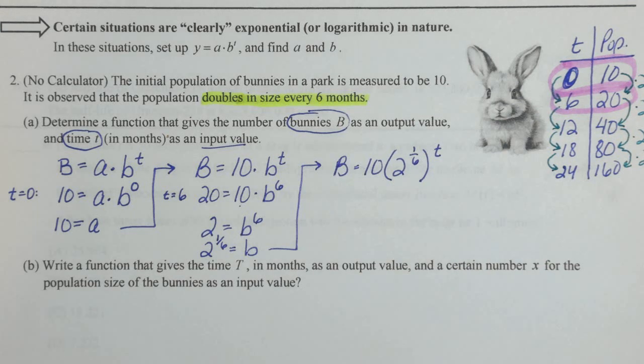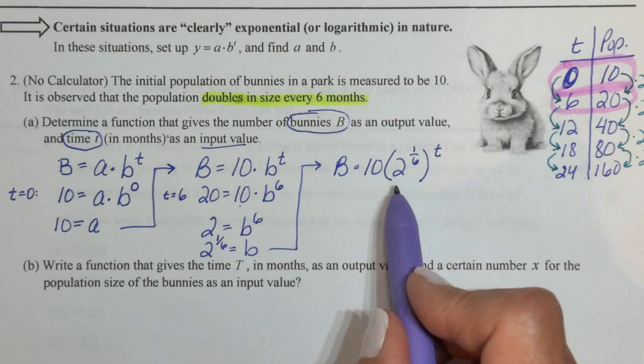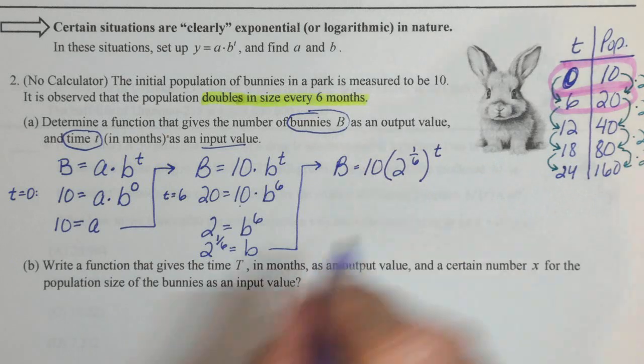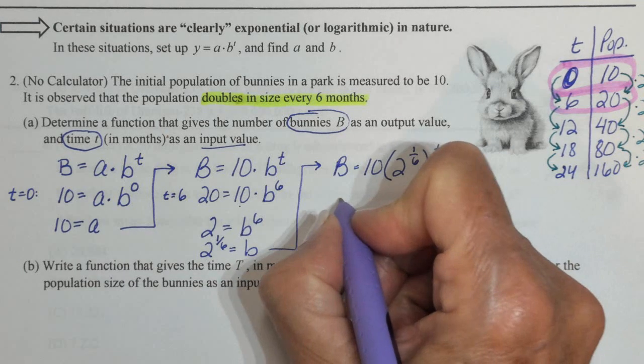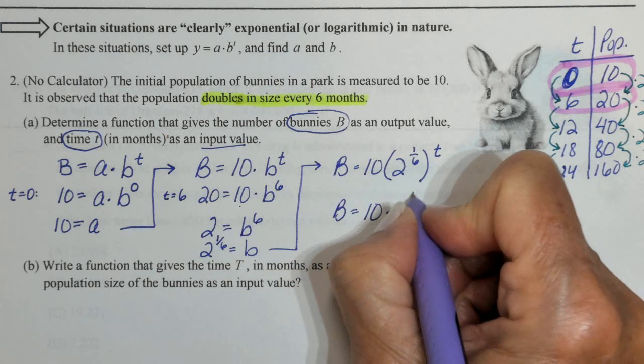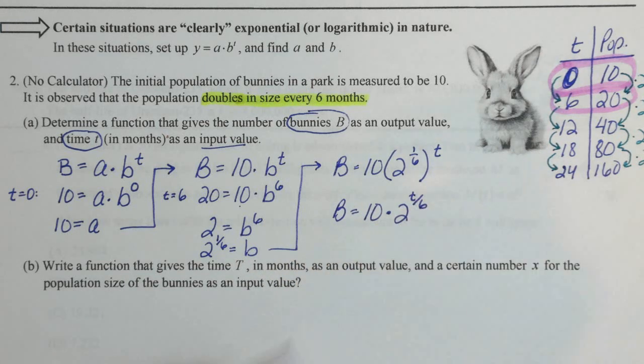Now, as a multiple choice question, we don't know what the 6th root of 2 is, so I don't have a problem leaving it like that. As a multiple choice question, what could they do? They could write this as 2 to the t over 6. So that's one option.